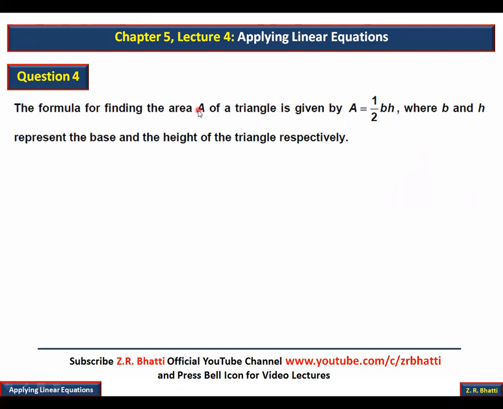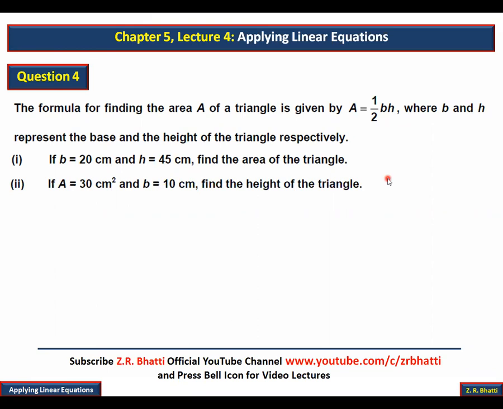Now it says what to find. If B is equal to 20 centimeter and H is equal to 45 centimeter, find the area of the triangle. Is it difficult? No. You just have to replace B by 20 and H by 45, and you will get the answer. Okay, first concentrate on the first part of the question.